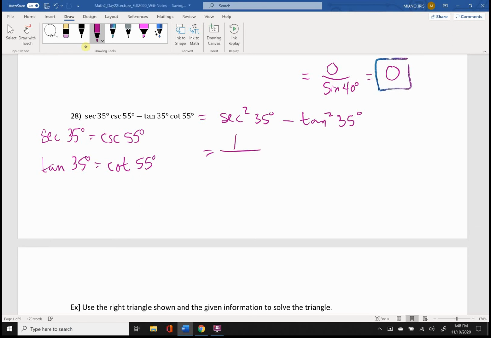Let me show you how I get that. Secant is always 1 over the cosine, right? So that can be rewritten as 1 over cosine squared 35 degrees minus sine squared 35 degrees over cosine squared 35 degrees. Okay, put it all over cosine squared 35 degrees. So what goes over that? 1 minus sine squared 35 degrees.